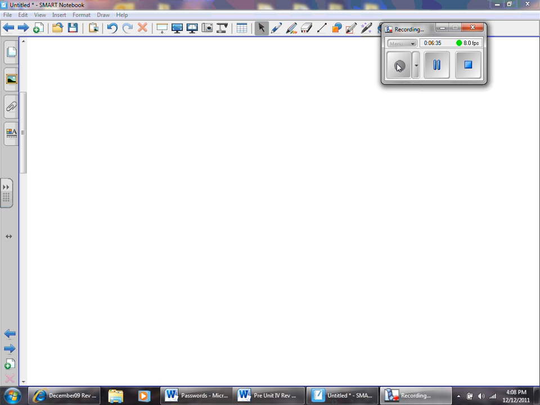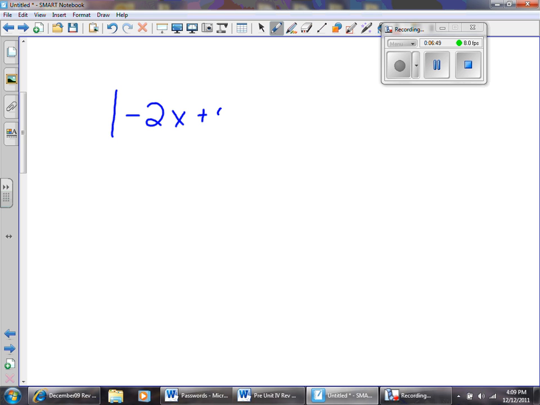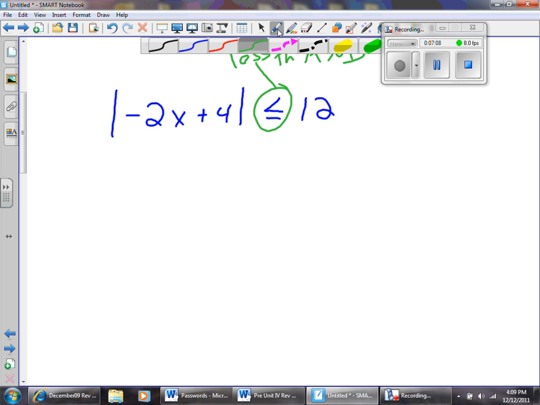Okay, hopefully you're seeing why it is so important to understand the definition of absolute value. Let's look at an inequality that will not come out to be no solution. Say something like |−2x + 4| ≤ 12. Okay, this is an "and" problem. How do I know? Because less than, right? Less than. That was the little cue I gave you to help you remember that.